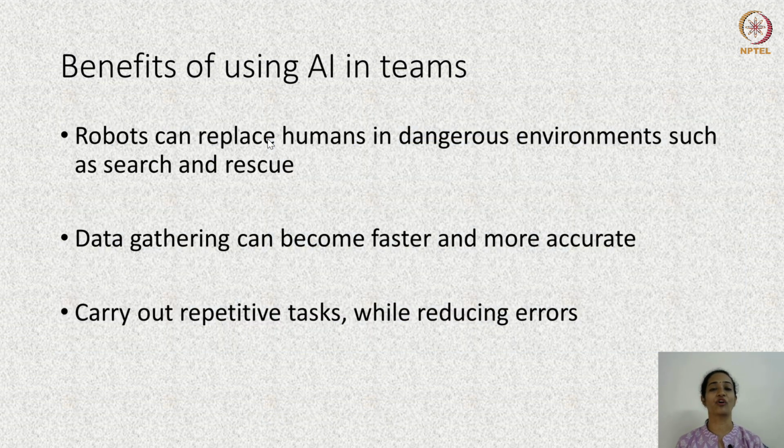What are the benefits of using AI in teams? Well, it is very obvious that robots can replace humans in dangerous environments. So, like I said before, whether it is a place where an accident has happened, or whether it is a war zone or a damaged building, or even the earlier example of deep sea diving, robots can go ahead and tell the team members whether it is safe to approach.